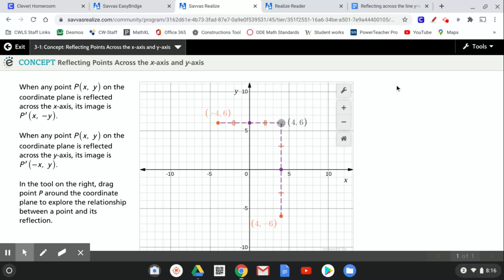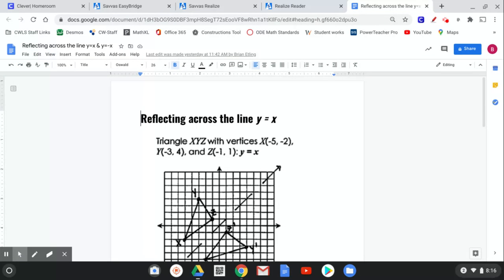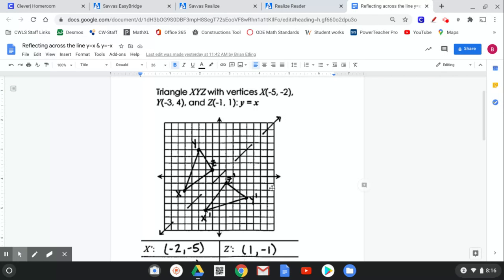So the next thing is reflecting across the line y equals x, okay? If we reflect across the line y equals x, this is what we're going to do. We're starting out with this triangle here, and we have the coordinates of the pre-image of x, y, and z, okay? X, y, and z.